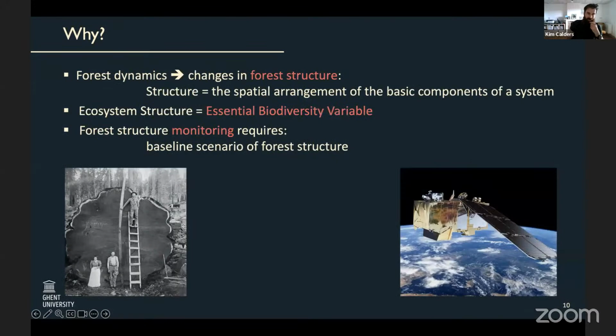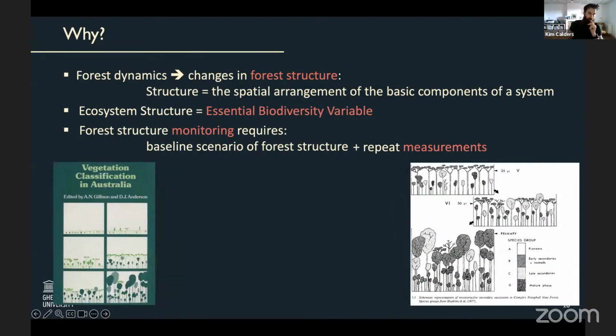And on top of that, if we want to monitor forest structure, we don't only need to measure forest structure at one point in time. We really want to continue this. So we need repeat measurements. And if we want to detect change, so if we want to monitor, we need some tool that is objective. So for example, there are these really great classifications in Australia from SPECT, and they look very visually appealing and they look realistic, but we can question, how quantitative is this? Is this good enough if we want to monitor forest structure through time?